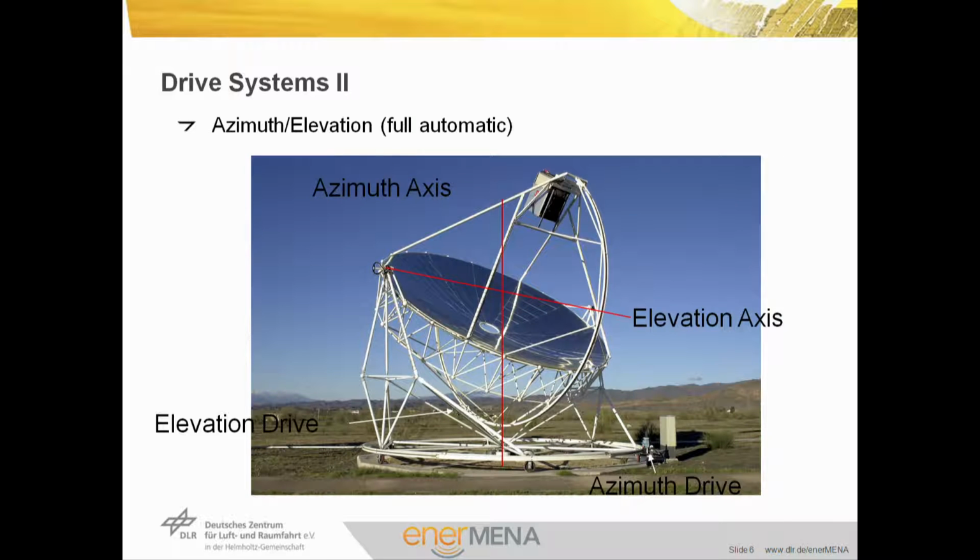An example for the azimuth elevation drive is the Eurodish system here on this slide. We have the two axes, the red lines. There's one which is vertical, the rotation axis, the card that is turning around these axes. And then we have the elevation axis, where the concentrator with the Stirling package is just tilted upwards. We need a more complex control system to control these movements, which is calculating the current position of the sun and points the concentrator to this position.